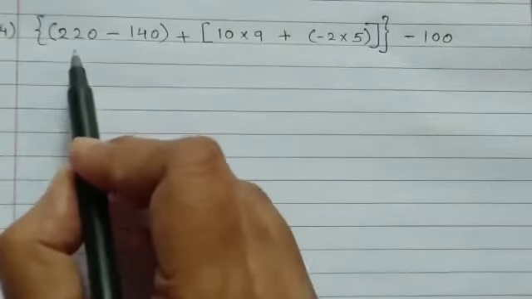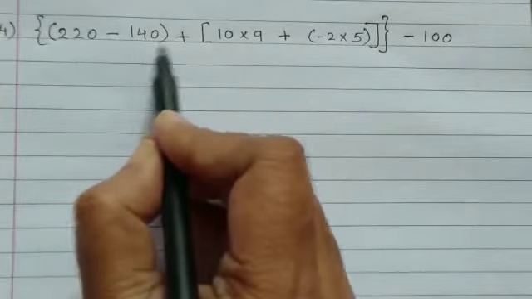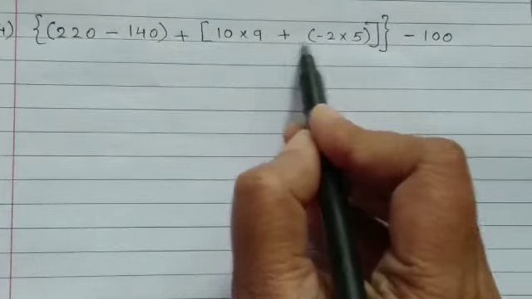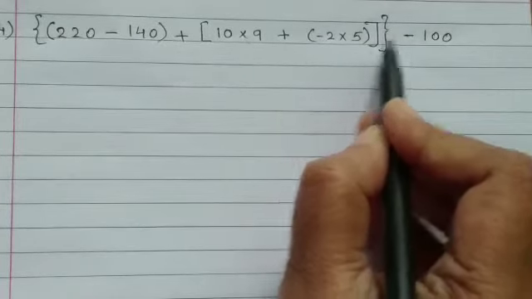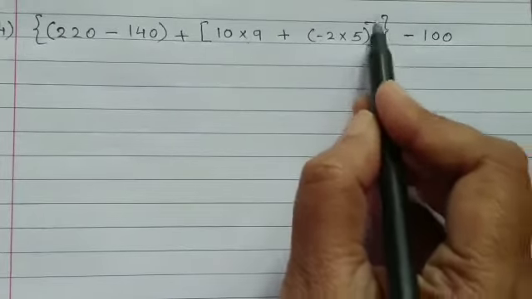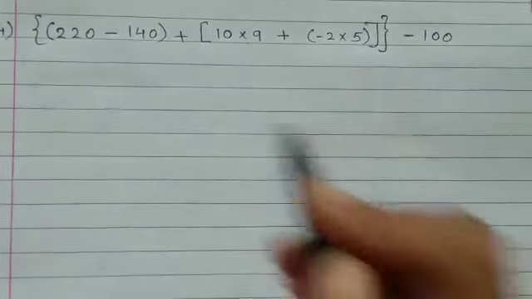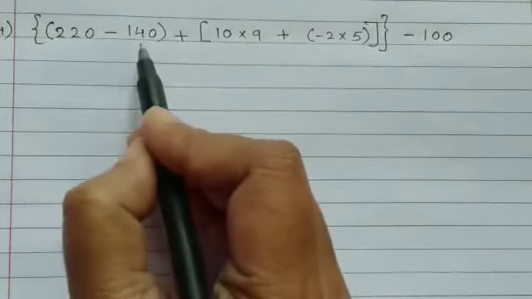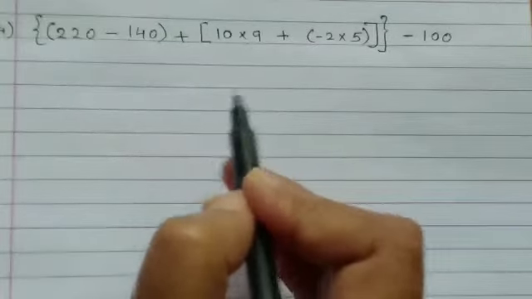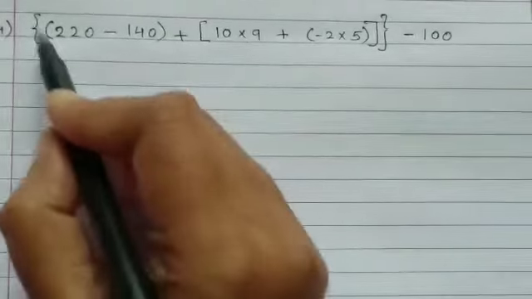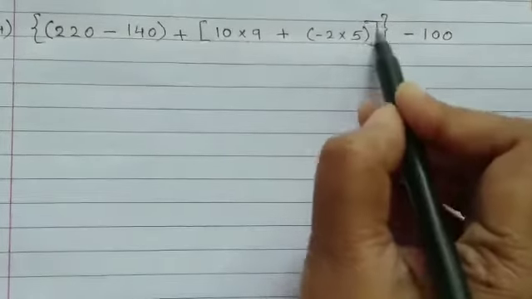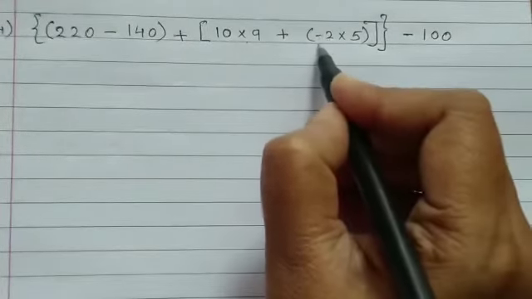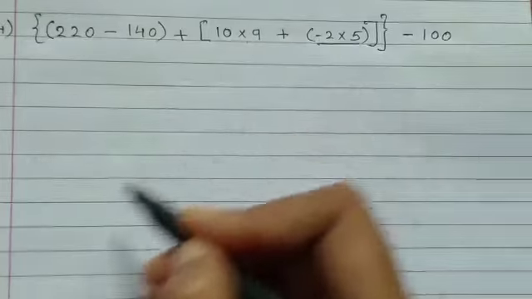Question number 4. The question is 220 minus 140 plus, within square brackets you have 10 multiplied by 9 plus minus 2 multiplied by 5 and close the curly brackets also, you have minus 100. So here you can see that there are brackets within the brackets. So first we will solve the inner brackets. So if you see, you have curly brackets, you have a square bracket here and round brackets inside. So first we will solve the innermost bracket. So we will solve this first.